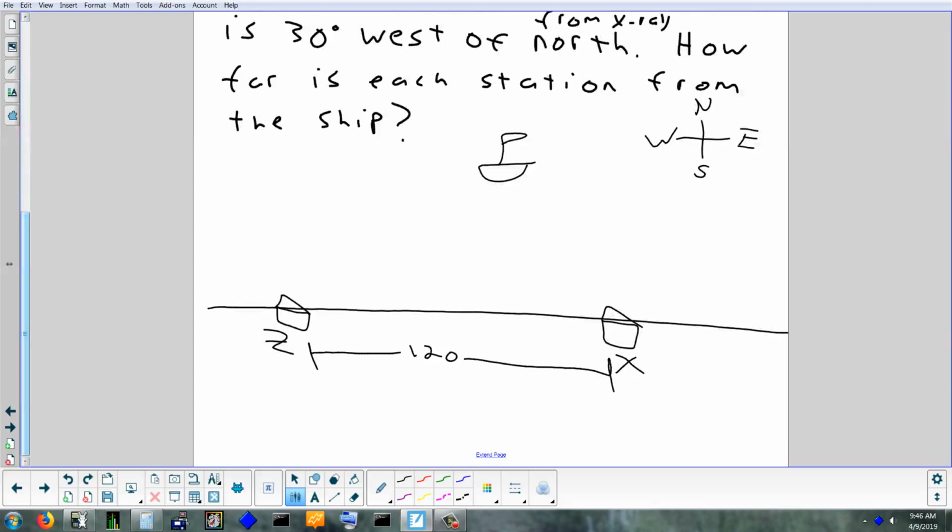Now, each Coast Guard station sees the boat. Okay, they see the light on the top. So the first one, I'm going to say they see it that way. The other one sees it that way. But they're both looking at the same light.